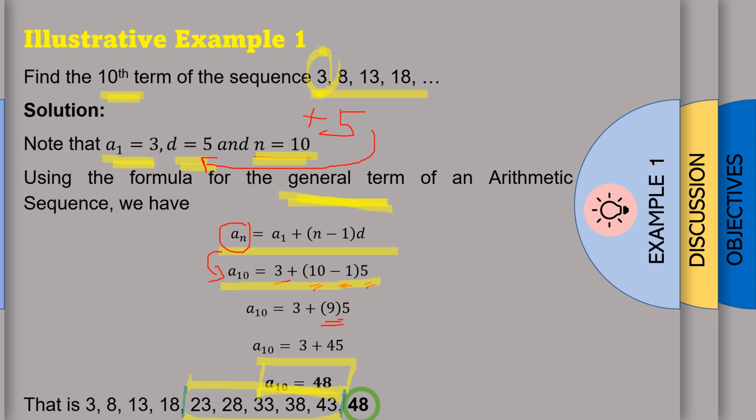So, again, for this problem, our final answer is 48. So, 48 is the 10th term in the given sequence 3, 8, 13, and 18. And that's it. I hope you understood that for our first illustrative example.